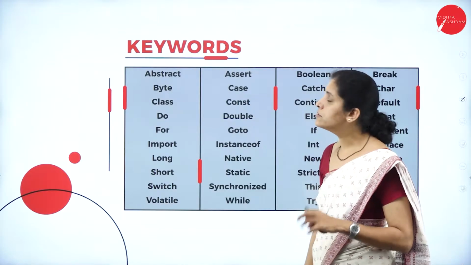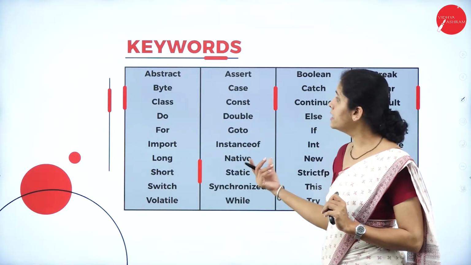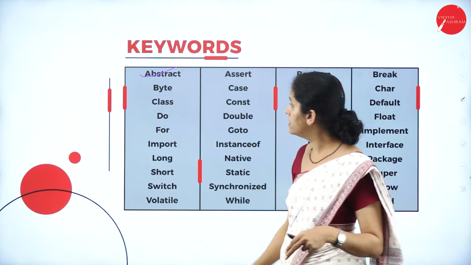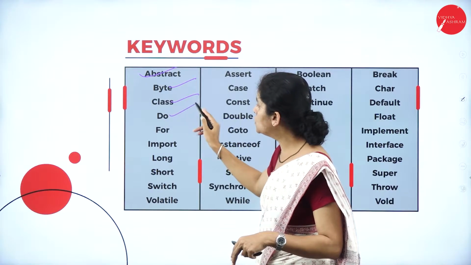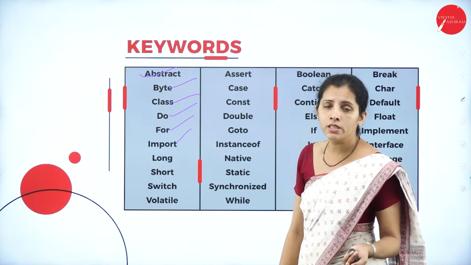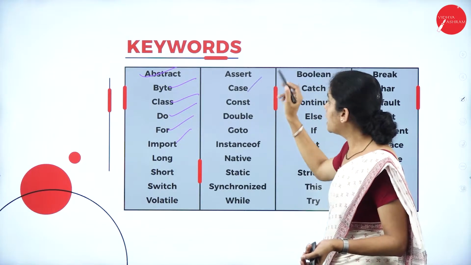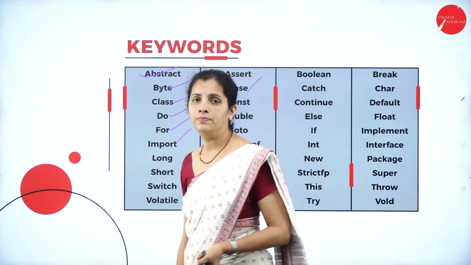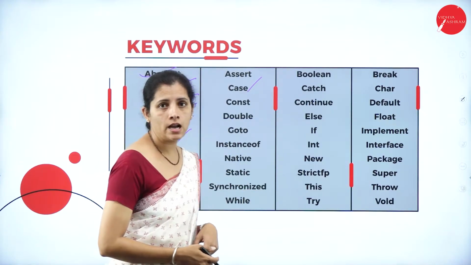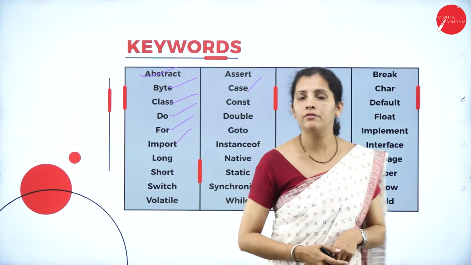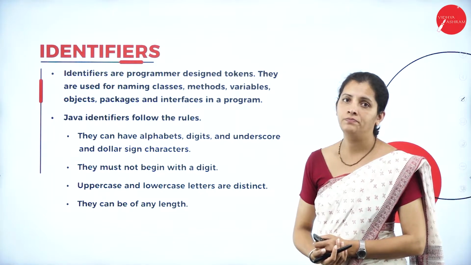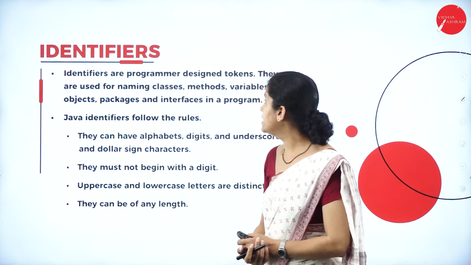Now I am going to give some examples. So these are the keywords: abstract, this is also a keyword, byte, class, do, for, import, long, short, switch, volatile, case, const, double, do, while, for, try, this, etc. So these are the examples for keywords. Now I am going to have identifiers. So dear student, what is an identifier?